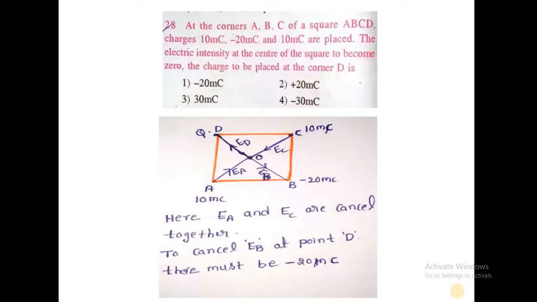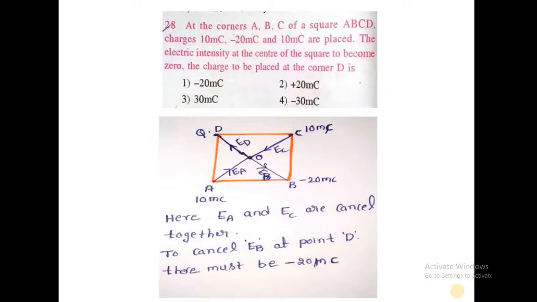Here, the electric field due to the charge at A is directed towards the center O, that is indicated by the letter EA in the diagram. Due to the charge at B, because this is a negative charge, the electric field is towards the charge, as we discussed earlier in the concept. Electric field is opposite to the force direction if the charge is negative. So EB acts towards B. Due to the charge at C, it is a positive charge, that's why the electric field is away from the charge. That means it acts towards the center of the square. Here we observe EA and EC are opposite to each other and also equal in magnitude. That's why they cancel together. That means EA and EC cancel together.